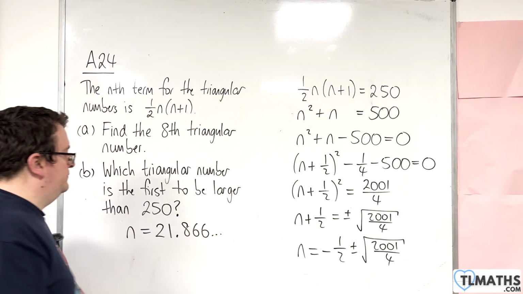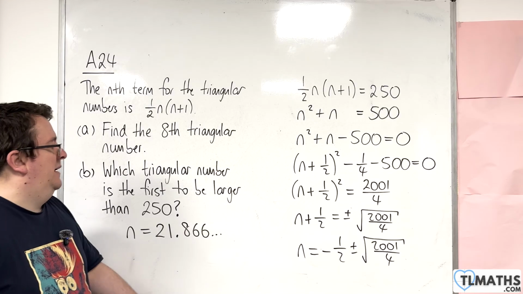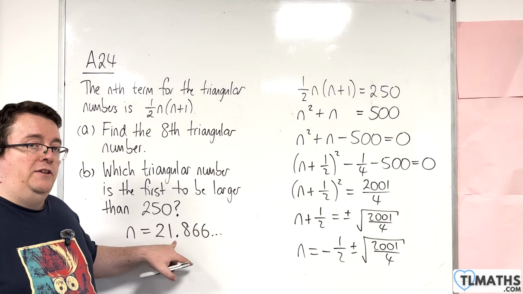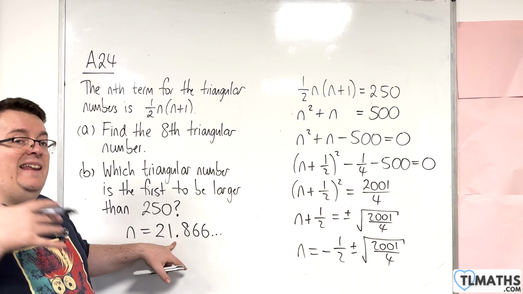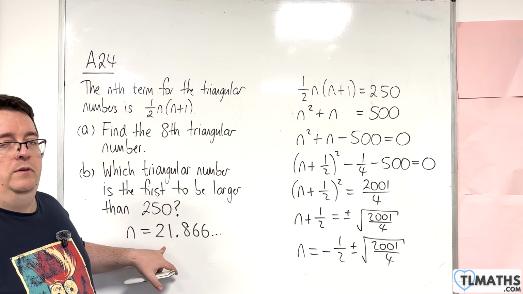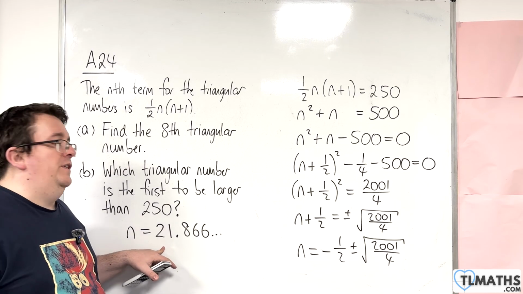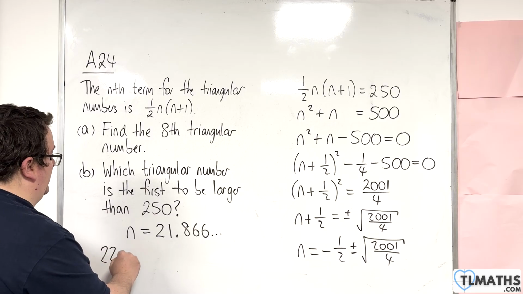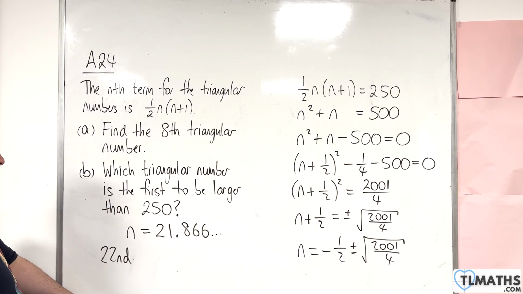21.866, etc. So what that's telling me is that the 21st term will be less than 250. The 22nd term will be larger than 250. So that means the 22nd term will be the first to be larger than 250.